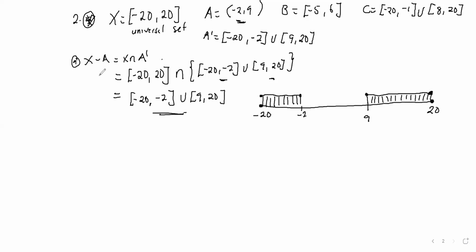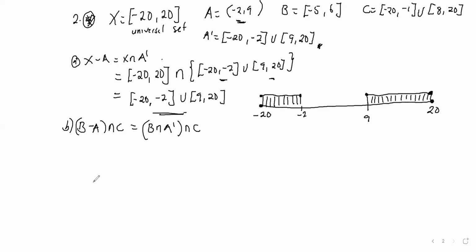So let's look at another one. Let's look at B. B is D minus A intersection C. That is B intersection A complement and then intersection C. So we need to get B intersection A complement. So what is A complement? A complement is what we have here.